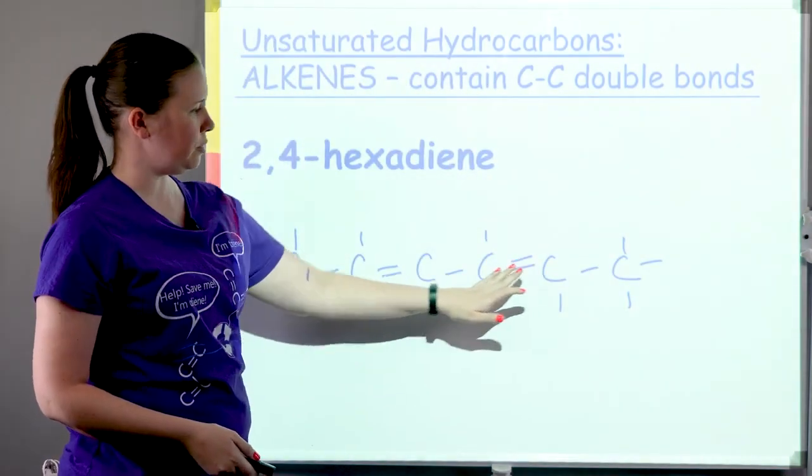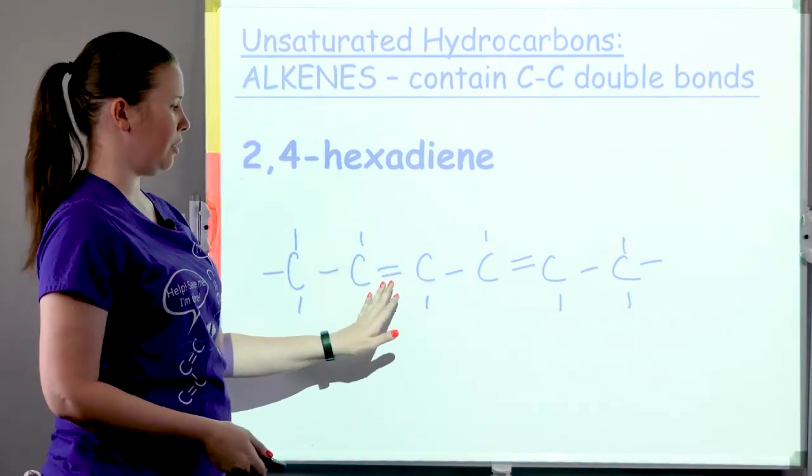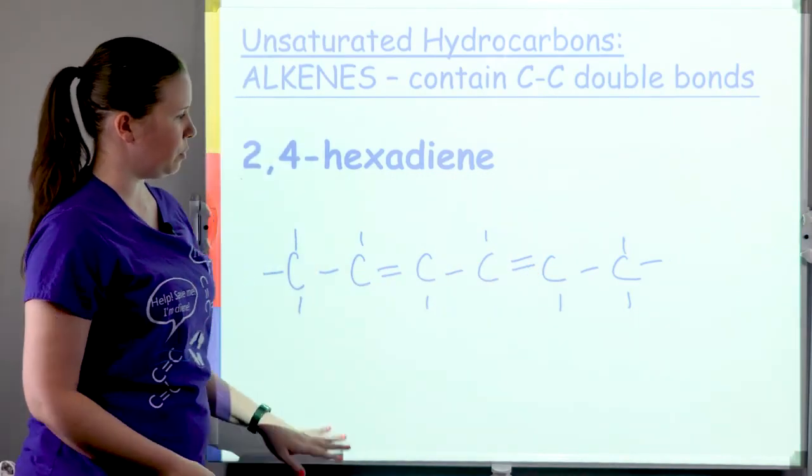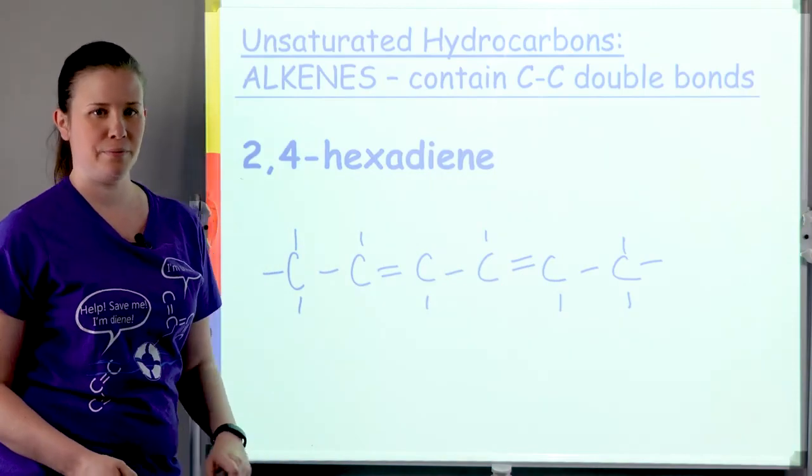So double bond, single bond, double bond, by the way, is called being conjugated. So this would be a conjugated double bond, important kind of bond.